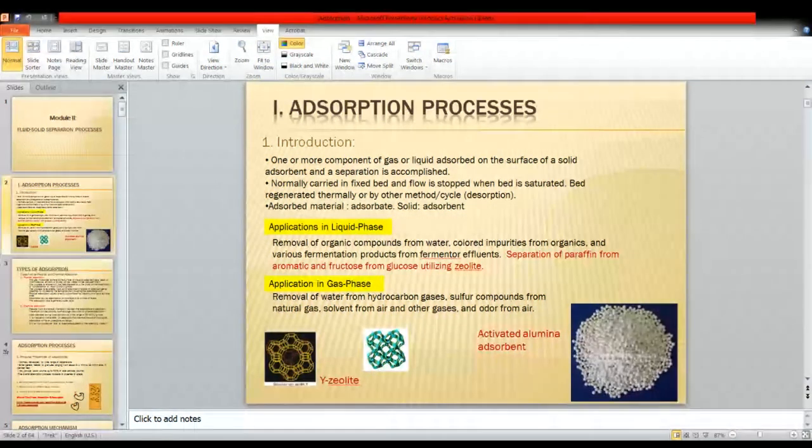Like in the ion exchange process in the boiler section, every industry has boilers, they need steam. So before sending the water to the boiler, you must purify the water. You remove all the minerals and solids from the water. So usually the ion exchange process is used. Ion exchange is a kind of adsorption process, similar. We will see the difference between adsorption and ion exchange, but it is similar. Okay, you can say it is an adsorption process.